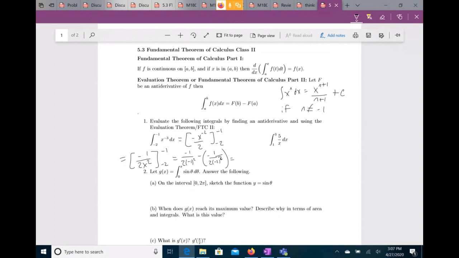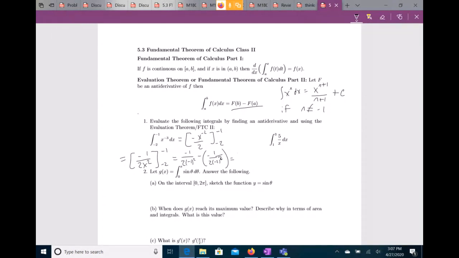Okay, and then we just start plugging these values in, all right? And remember, you're subtracting. It's capital F of B minus capital F of A. All right, so -1 squared is just 1, -2 squared is 4. So the first term becomes -1/2. The second term, I'm subtracting a negative, so those cancel out. And I get 1 over 2 times 4, so 1/8. All right, -1/2 could be written as -4/8. Right, barring any arithmetic errors on my part.